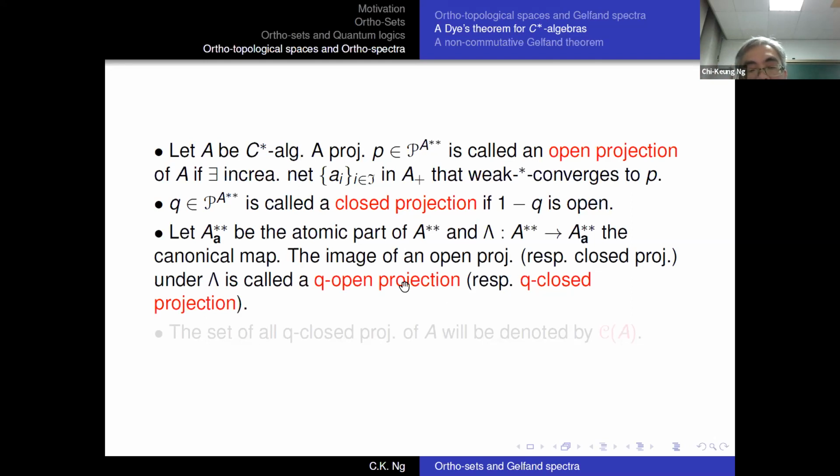And we also have the notion of Q-closed projection and Q-open projection. Suppose that A double star is the atomic part of the bidual, and we have the canonical map from A double star to the atomic part, by multiplying with the supremum of the atomic representations, which is a central projection. If we consider this map, then the image of an open projection is a Q-open projection, and the image of a closed projection is a Q-closed projection. The set of all Q-closed projections of A will be denoted by CA.